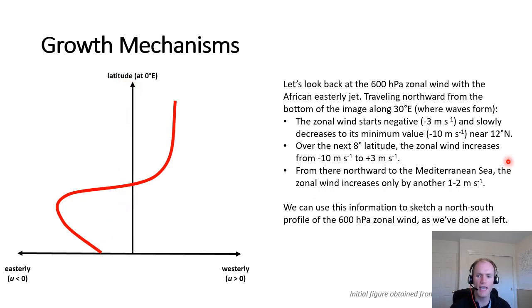So we start again at about 3 meters per second from the east, depicted here, and we increase to 10 meters per second from the east around 12 degrees north latitude, and then we quickly decrease to about 3 meters per second westerly by 20 degrees north latitude, and then we have a much slower rate of increase to 4 or 5 meters per second westerly by the time we reach toward the Mediterranean Sea. So that's how we get this red line that we have depicted here at left.